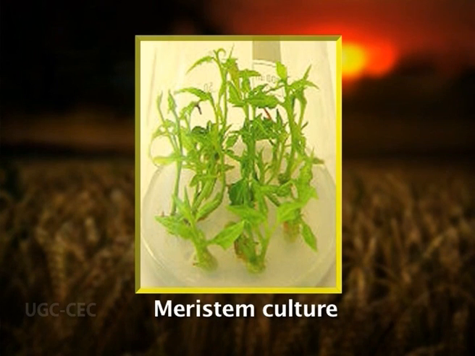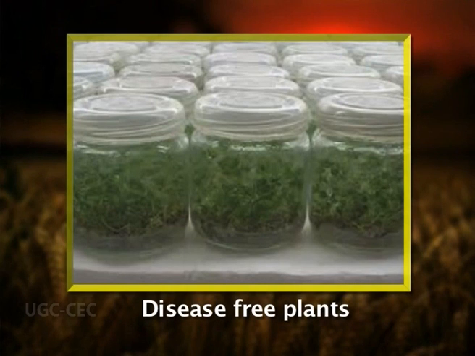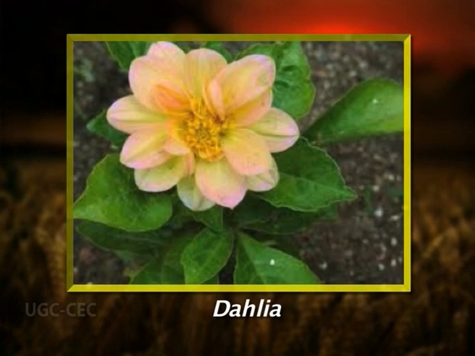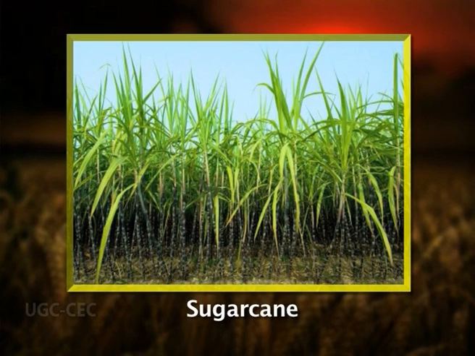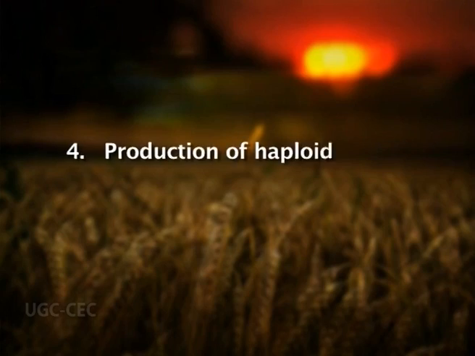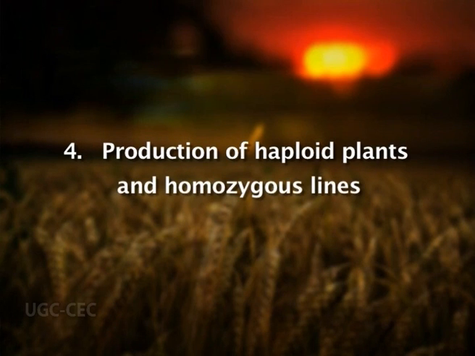In tissue culture technique, meristem culture is therefore often used to recover disease-free plants from the infected plants. Disease-free plants have been produced in dahlia, potato, sugarcane and several other crop plants. Next, fourth application is production of haploid plants and homozygous lines.